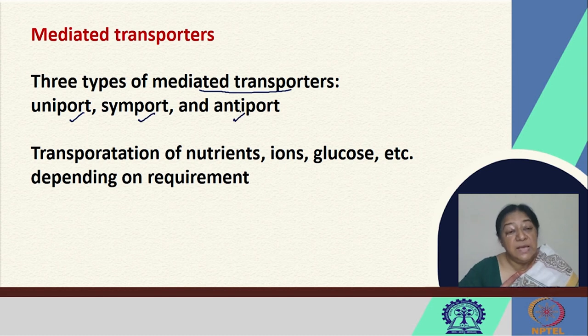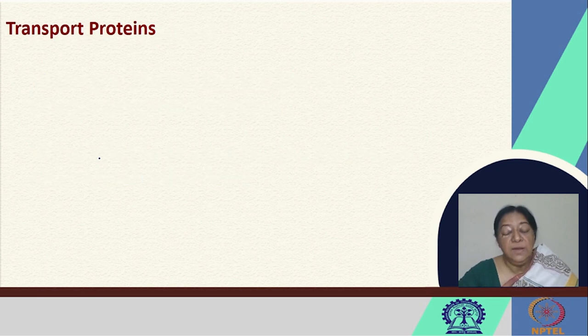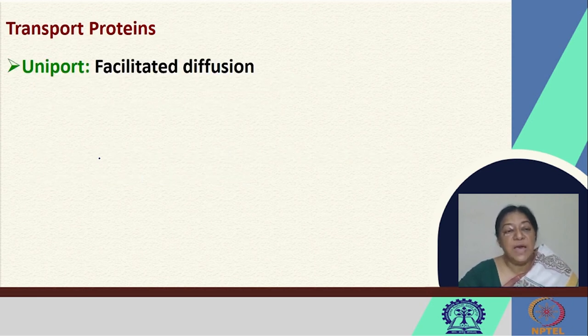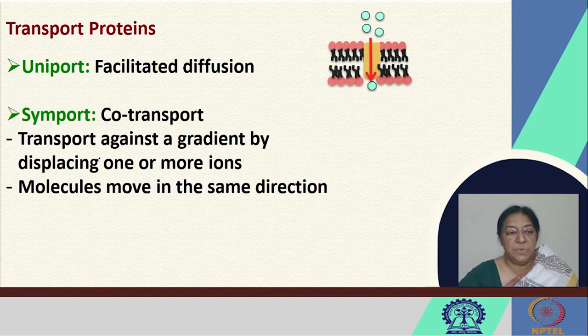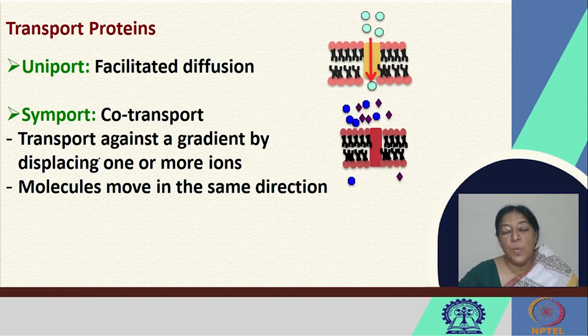And this again is involved in the transportation of nutrients, ions, and so when we look at transport proteins, we have a uniport, that is facilitated diffusion, where we have the membrane and we have facilitated diffusion through the membrane. We can have a symport type, that is co-transport, where there is the transport against a gradient by displacing one or more of the ions and the molecules move in the same direction.